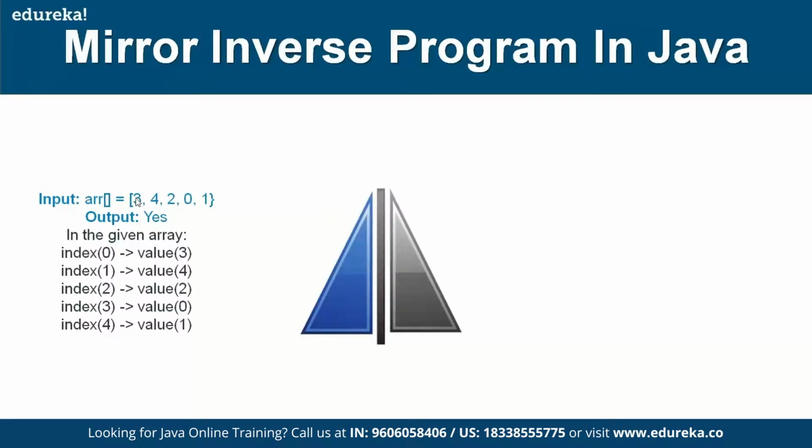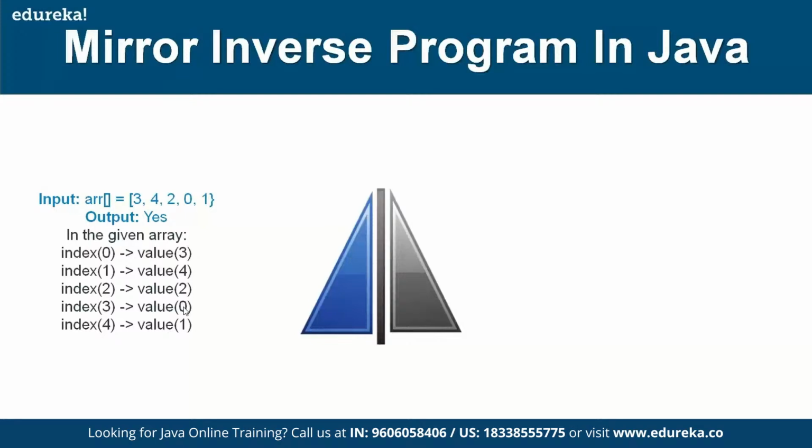So index 0 contains 3. Index 1 contains 4. Index 2 contains 2. Index 3 contains 0. Like that. Now you think it in a reverse way. So this 3 you consider not as value, you consider it as an index. So if you take 3 as an index, what value is stored in the index of 3? 0. It is reverse, right? So you swap value and index. So index of 3, value 0. Index of 4, value 1. Index of 2, value 2.